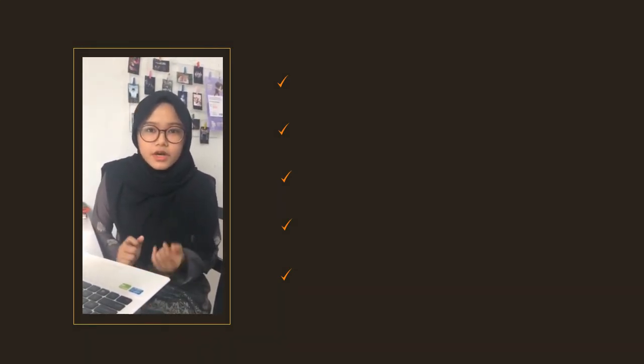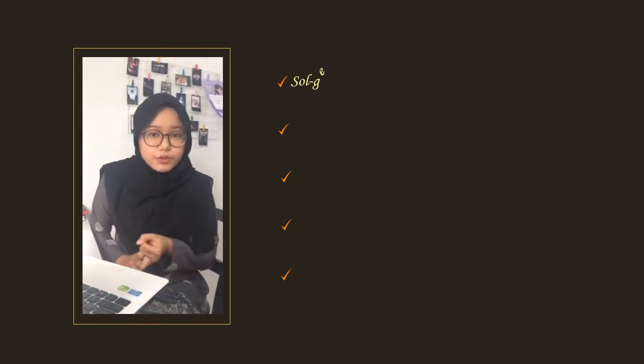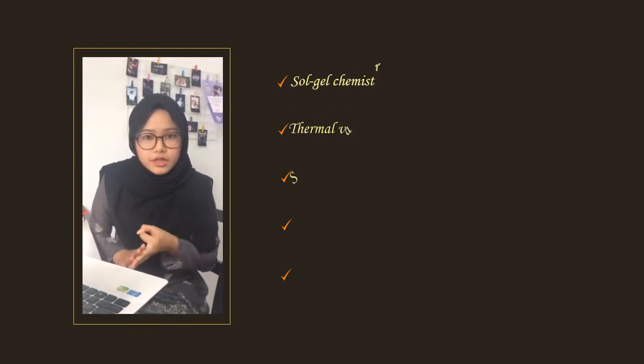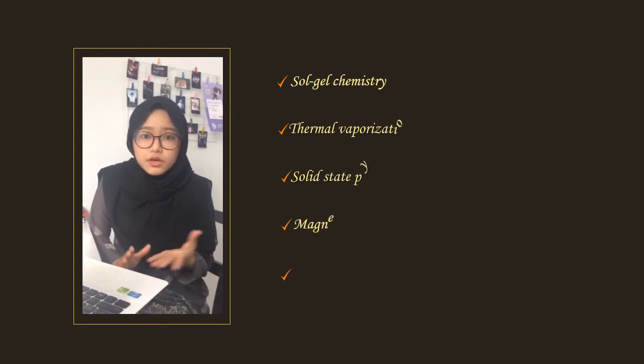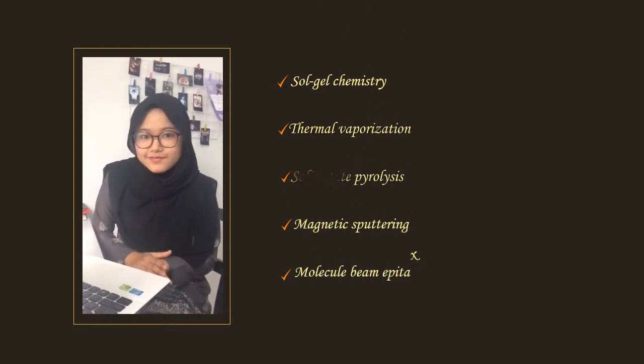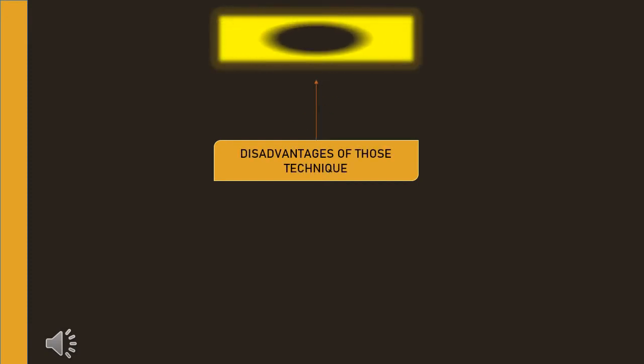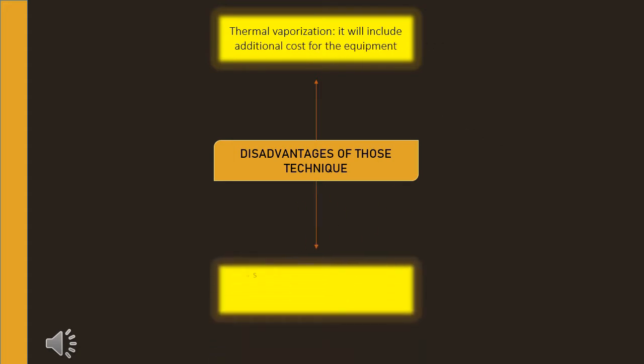There are few different techniques utilized to produce zinc oxide nanoparticles. For example, we have sol-gel chemistry, thermal vaporization, solid state pyrolysis, magnetron sputtering, and also molecular beam epitaxy. There are few disadvantages of those techniques that I listed before. For example, thermal vaporization will include additional cost for the equipment. The second one, solid state pyrolysis, is more complex than other alternatives, and the cost of the raw material is more expensive.